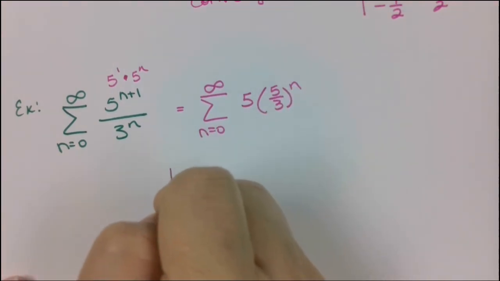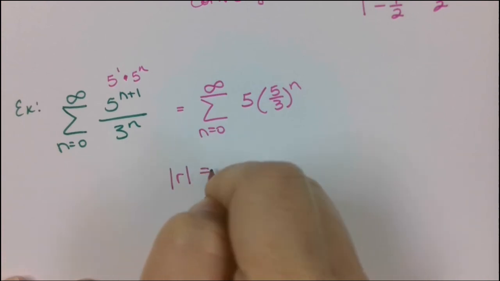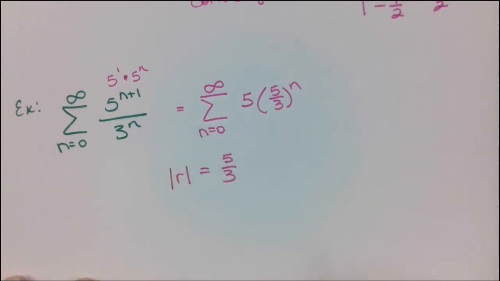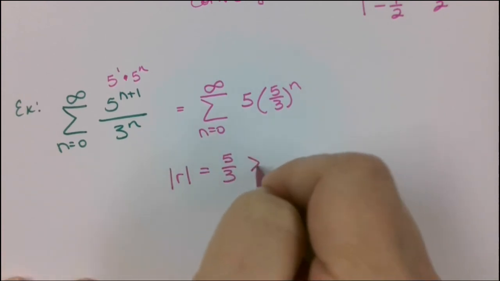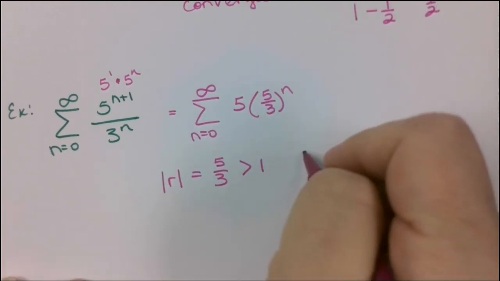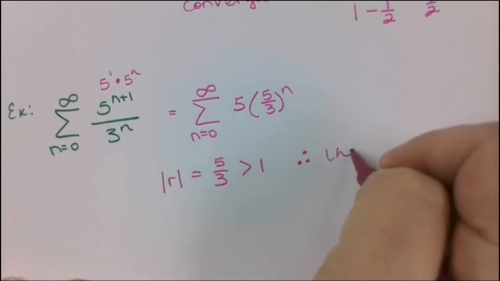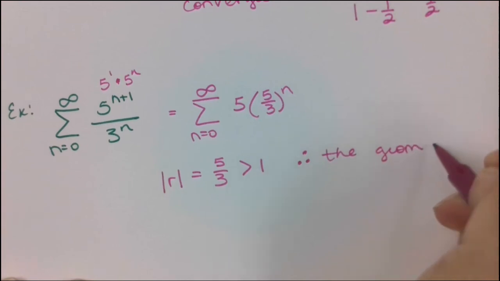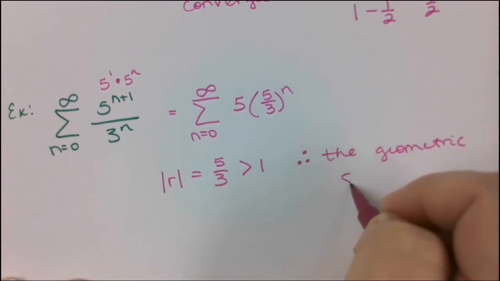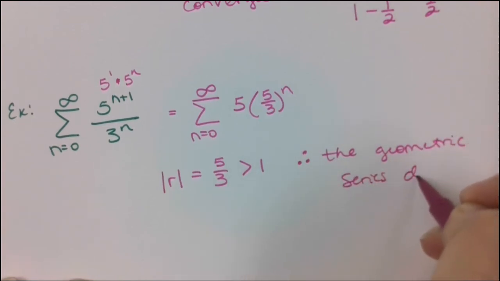And so in this case, the absolute value of r is equal to 5/3. And 5/3, of course, is greater than 1. Therefore, this geometric series diverges.